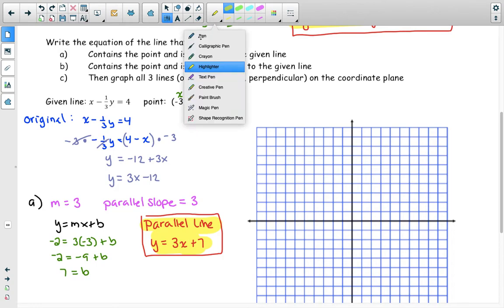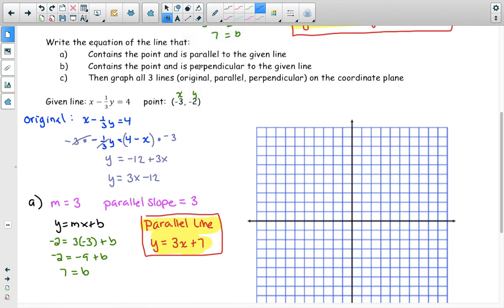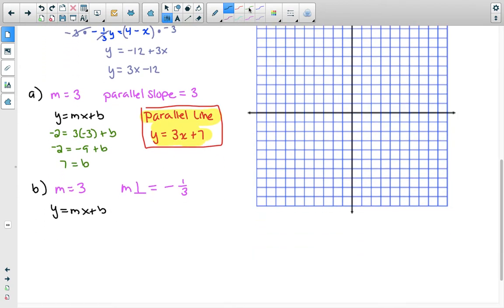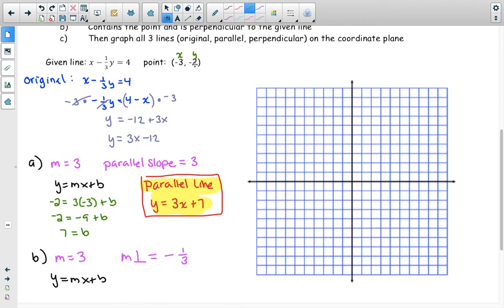Part B asks us to write the equation that contains the point and is perpendicular to the line. So question B, the original slope again was 3, but the perpendicular slope will equal the opposite reciprocal. So opposite will be negative, and the reciprocal of 3 is 1/3. That is our new slope. We want to find the new y-intercept by using y equals mx plus b and plugging in that same coordinate from earlier. The coordinate was negative 3, negative 2.